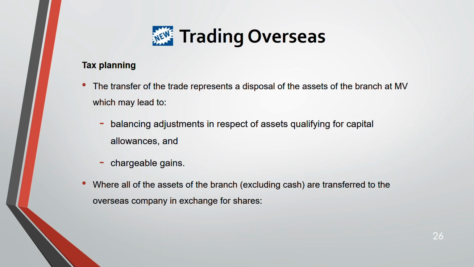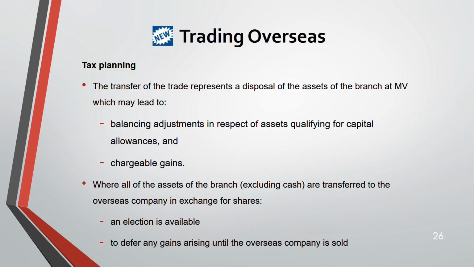Now, when you're transferring all of the assets of the branch except cash to the overseas company in exchange for shares, you can make an election. What is that election? To defer any gains arising until the overseas company is sold. That means you are deferring any gain rather than taxing the gain. It will be taxed later when the overseas company is sold.